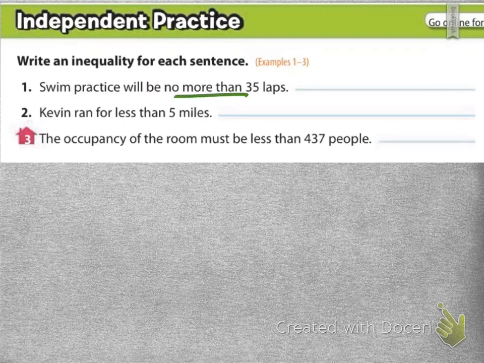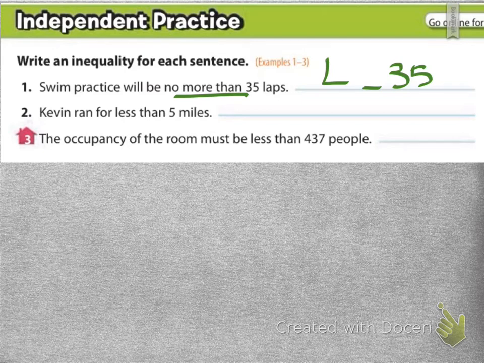So what I like to do is think about it. If it can be no more than 35 laps, can it be exactly 35 laps? No more than 35. Then yeah, it can be 35. So I'm going to put my equal to here. And then I'll use a variable, maybe L. Let's use capital L. I hope it doesn't look like a less than sign.